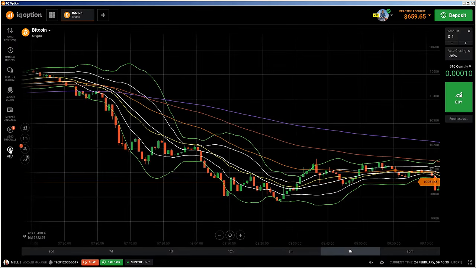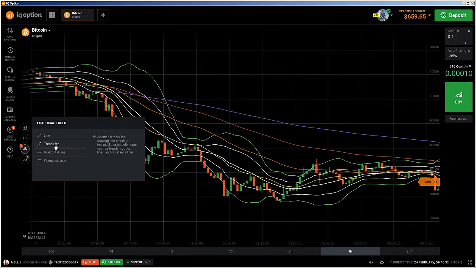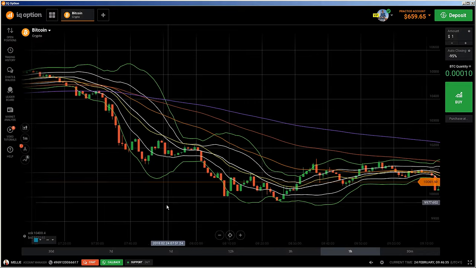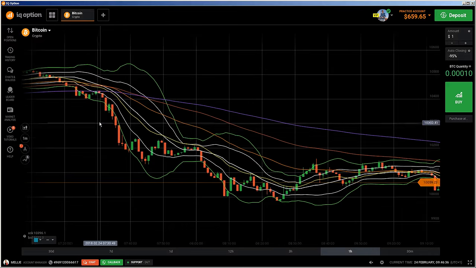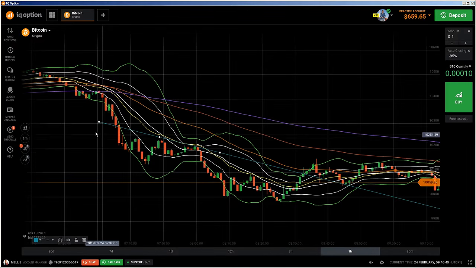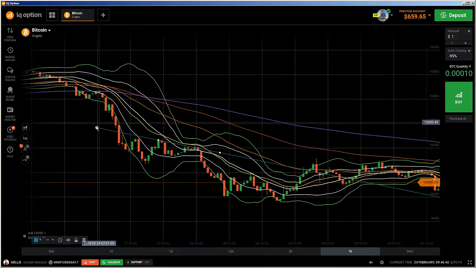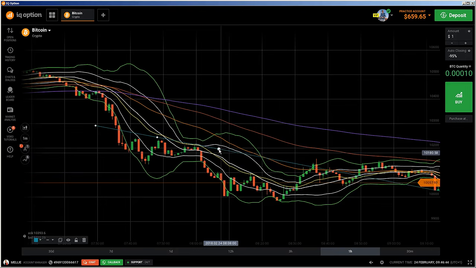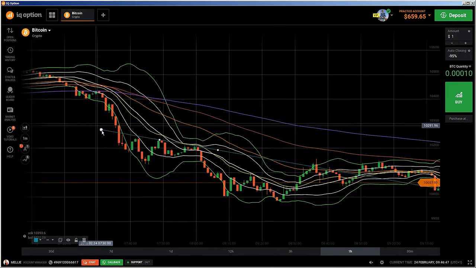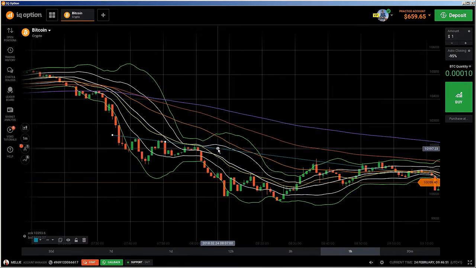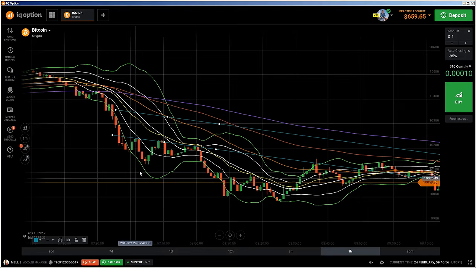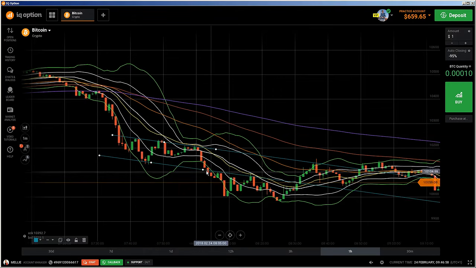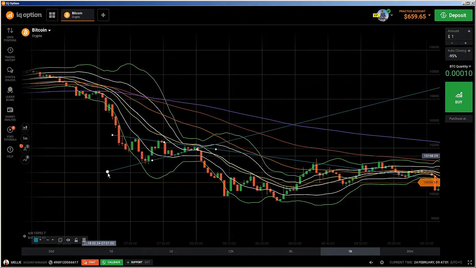So let me see if I can show you the symmetrical triangle with the trend lines. This is a symmetrical triangle here. Look at this, you see the form is getting closer together. I would say it's something like this. Then I do another trend line, going in this manner. And then we have the symmetrical triangle.